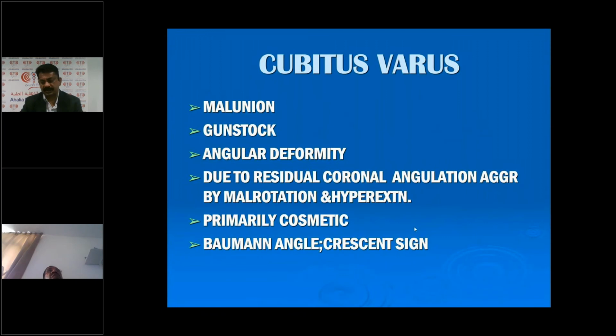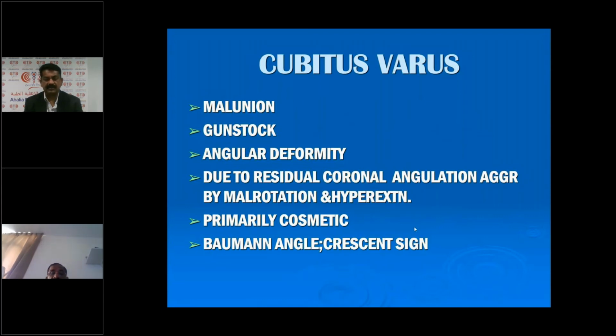Now, the most common complication in supracondylar fractures is cubitus varus. The incidence varies from 0 to 50% in various literature. It is mainly due to the malunion of the supracondylar fracture. It leads to a gunstock deformity. It is an angular deformity due to the residual coronal angulation and aggravated by malrotation and hyperextension, mainly angulation. And it is primarily a cosmetic deformity.